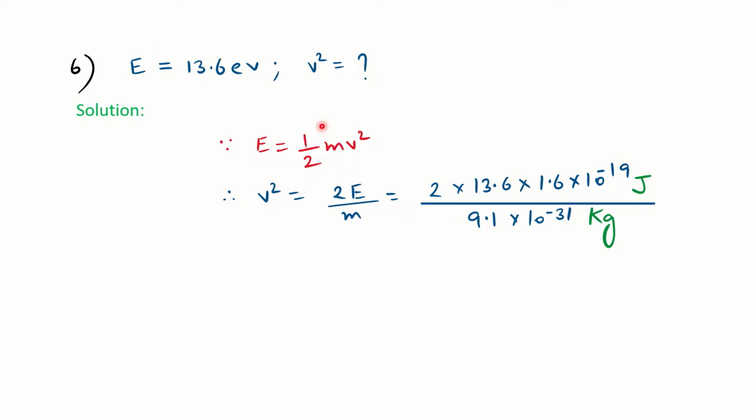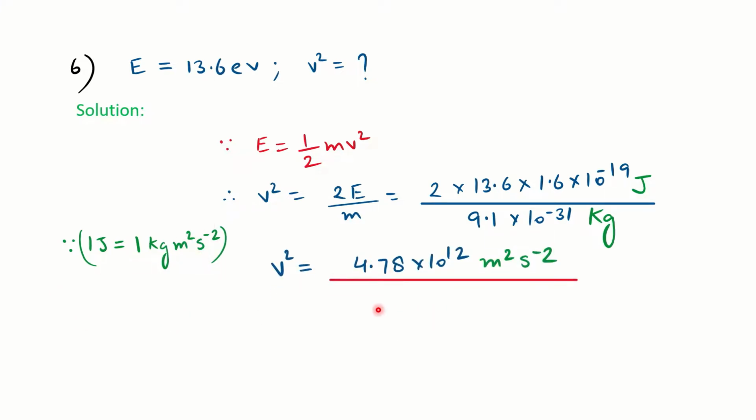So now you have to convert this electron volt energy into joule first. So we know 1 electron volt is equal to 1.6 into 10 to the power minus 19 joule. So 2 into 13.6, and the conversion value divided by m, which is given in kg. And we know 1 joule is equal to 1 kg meter square per second square. So kg will cancel each other, and you are left with meter square per second square. So your final answer was 4.78 into 10 to the power 12 meter square per second square. They are asking you V square only. So this was the answer.